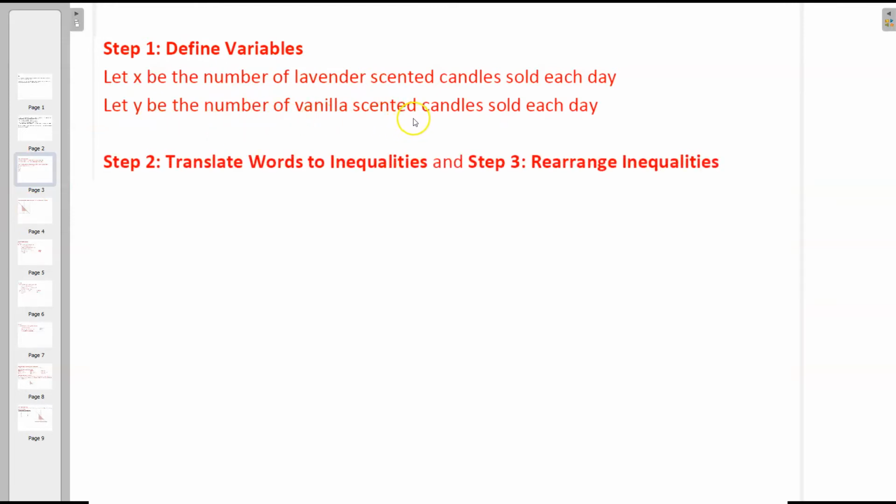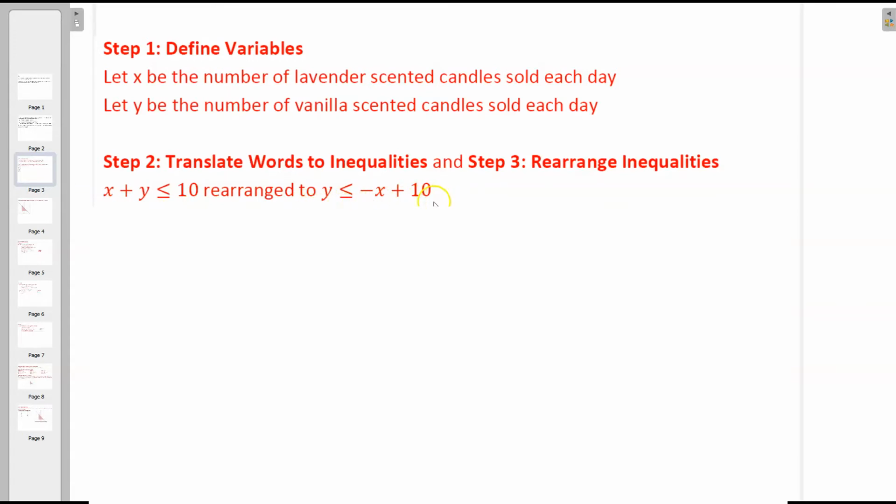Now we need to translate all of the words into inequalities and then rearrange the inequalities into the Y equals AX plus B form. The first constraint says they sell at most 10 candles each day, so the total number of candles is X plus Y, and that has to be less than or equal to 10, so they can't go over that. Then we rearrange that into the Y equals AX plus B format, so we've subtracted X from the left side to get it on the right side, and we have Y less than or equal to negative X plus 10.